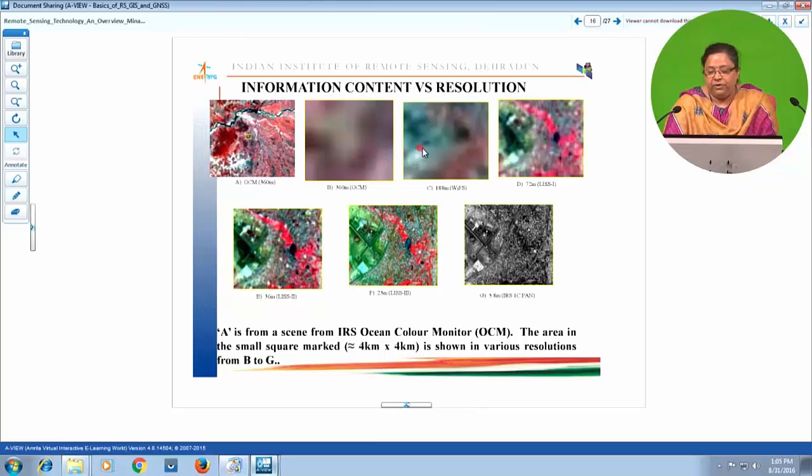As we go towards higher resolution, WiFS, which is 188 meters, to different satellites from LISS-1, LISS-2, LISS-3, and panchromatic data, the information content goes on increasing, that is the fineness of detail goes on increasing, and we can go and see the geometry also of the different objects.